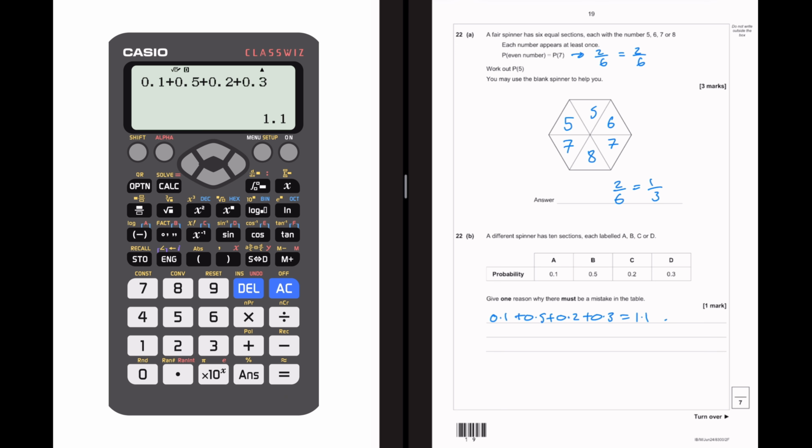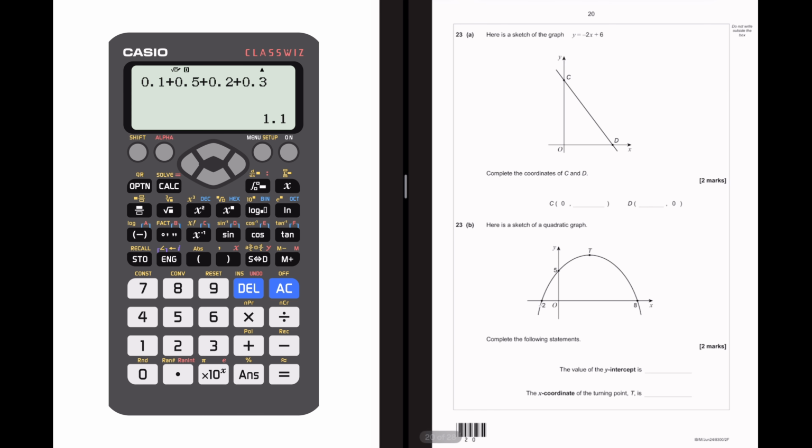So therefore there must be a mistake, as probabilities don't sum to 1.